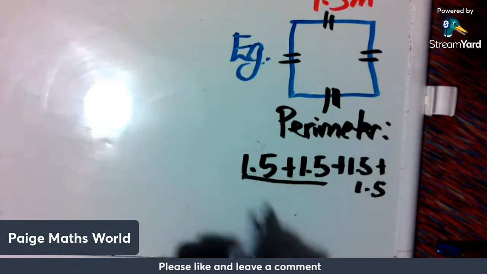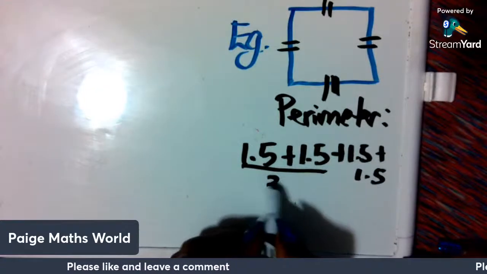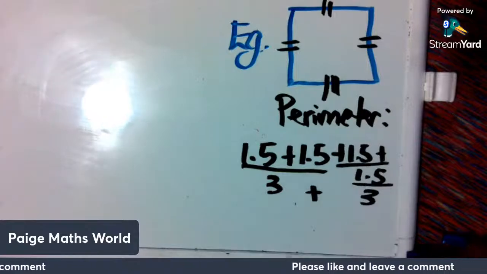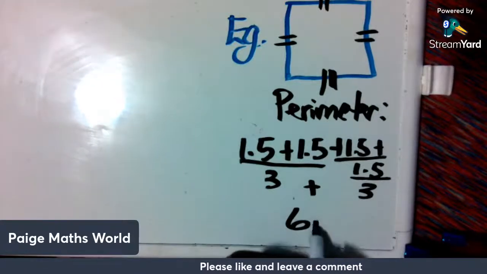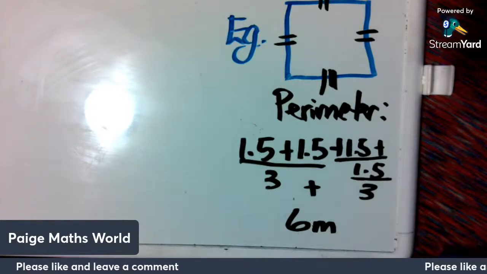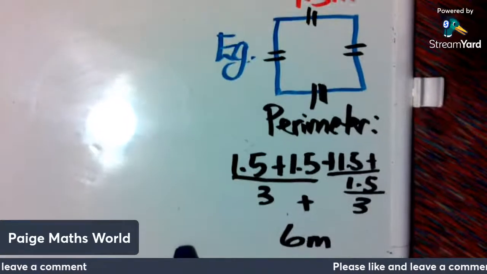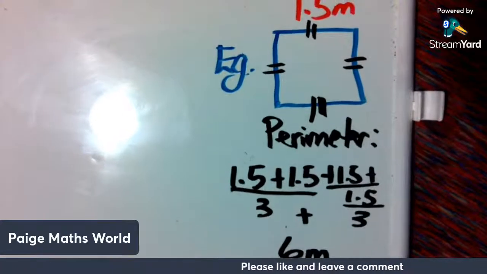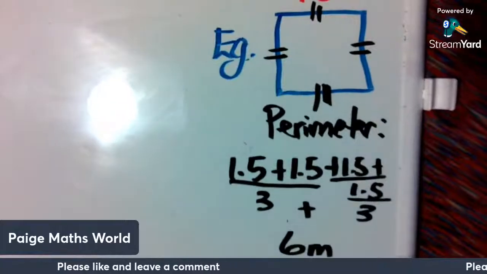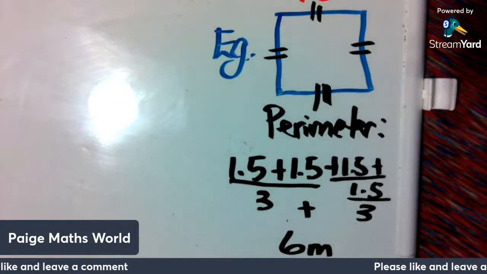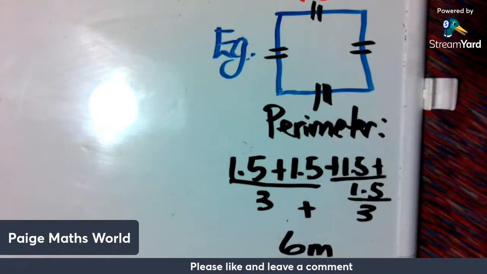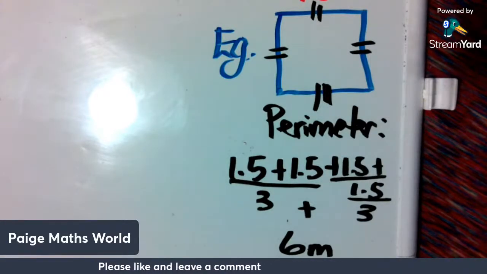And so 1.5 and 1.5 give us 3, and another 1.5 and another 1.5 is 3. 3 plus 3 is 6. So the perimeter of this particular square is 6 meters, right? Everybody seeing it? Are you guys able to see it? Thank you, Sabrina. All right, so again, the perimeter of this square with one side equal to 1.5 is 6 meters.